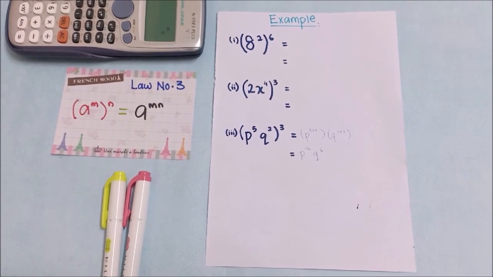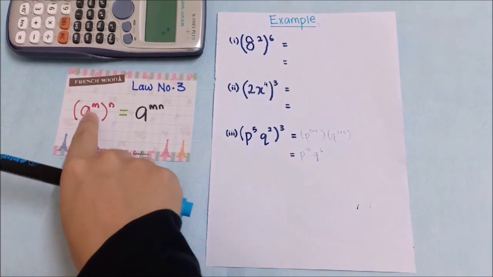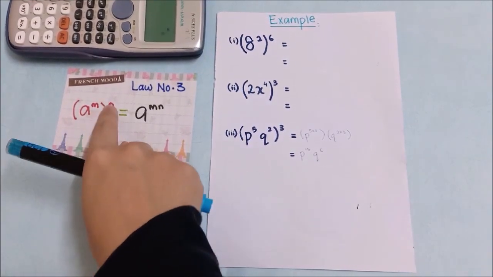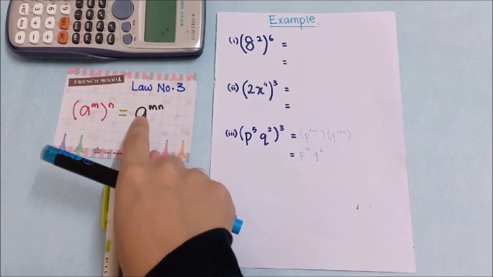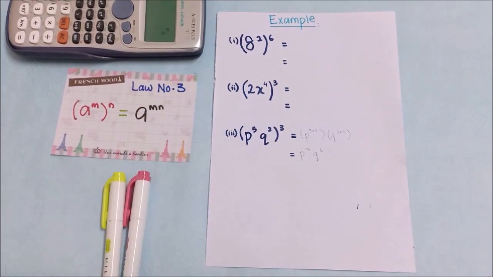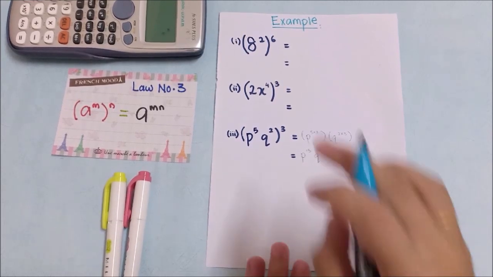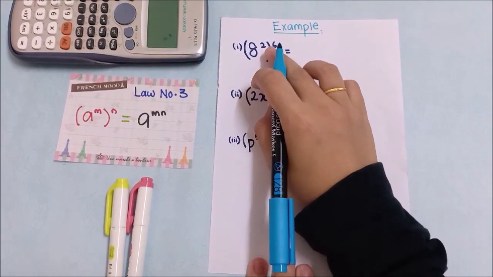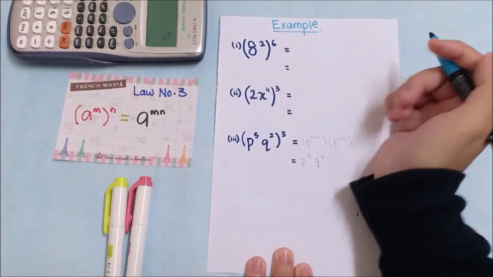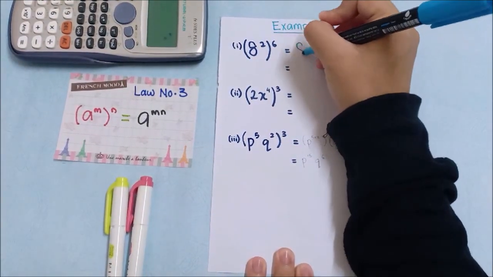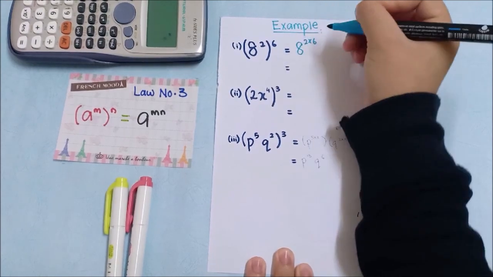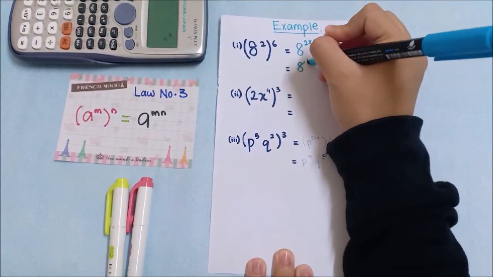For law number 3, A to the power of m in bracket to the power of n equals A to the power of m times n, which means the number in index form can be simplified by multiplying its index, m times n. For example, 8 squared in bracket to the power of 6, we can simplify it to 8 to the power of 2 times 6, which gives the answer 8 to the power of 12.